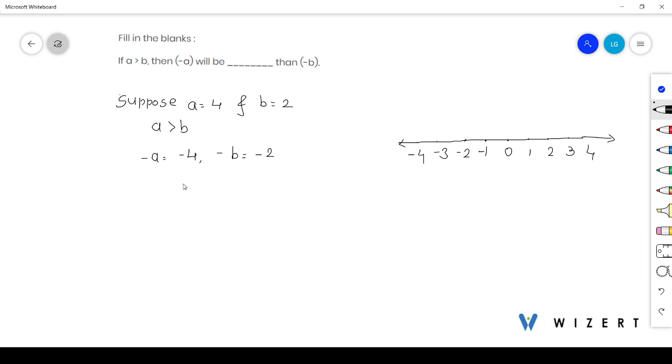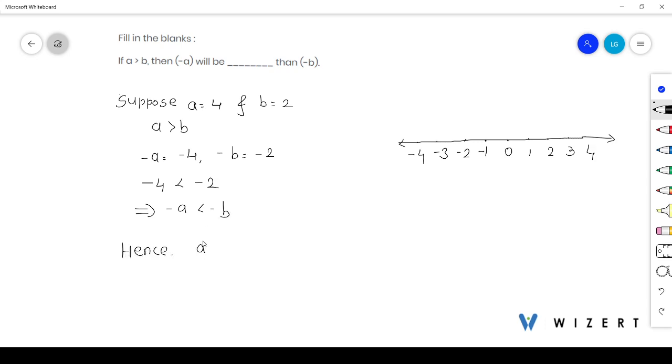Here, the numbers on the right hand side are greater. That is, here minus 4 is less than minus 2. That is, minus A is less than minus B.